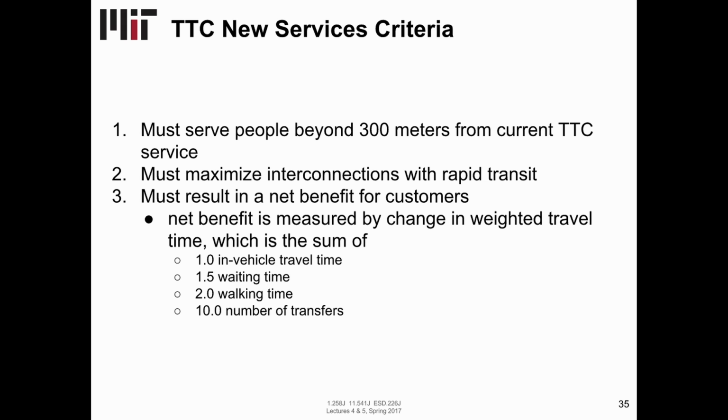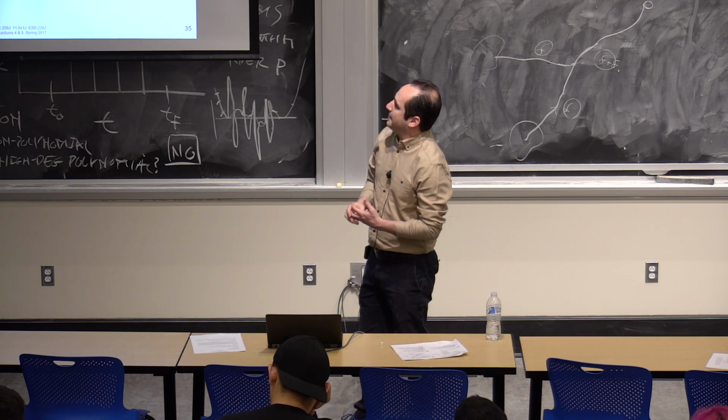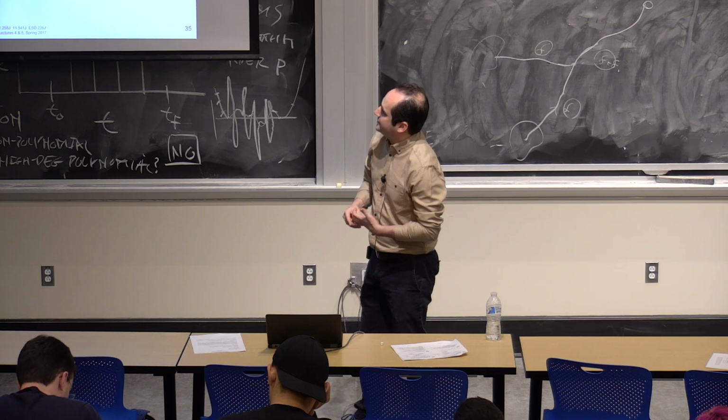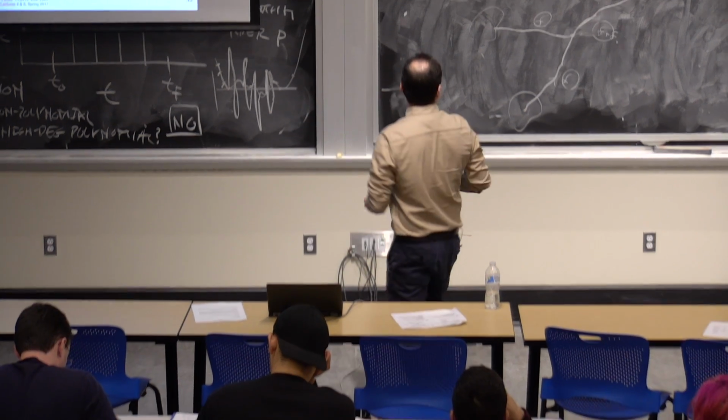What is meant by net benefit is that if you're changing the paths that are available to the passengers, the utility or the generalized cost that will be imposed on passengers to use the service needs to be decreased after the change. So let me try to clarify this a little bit.